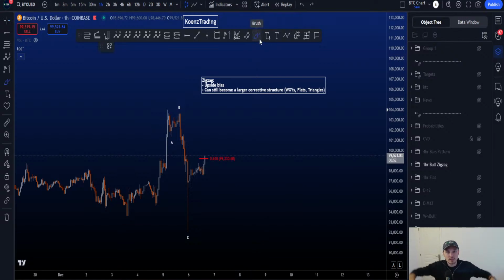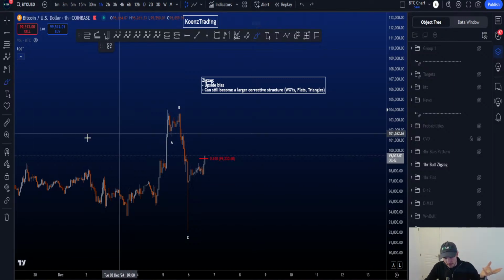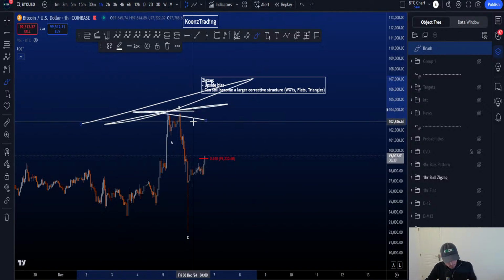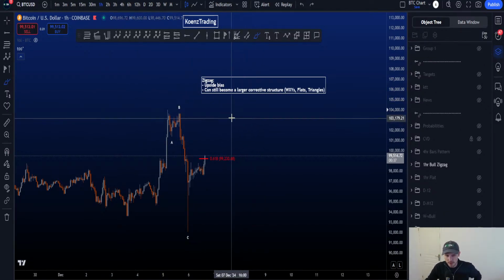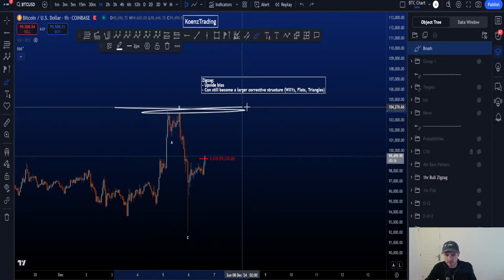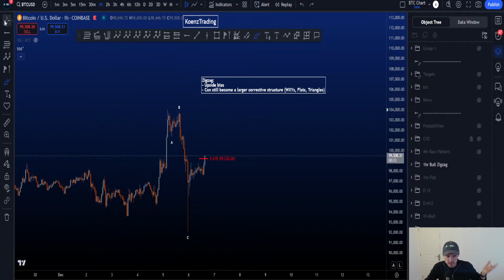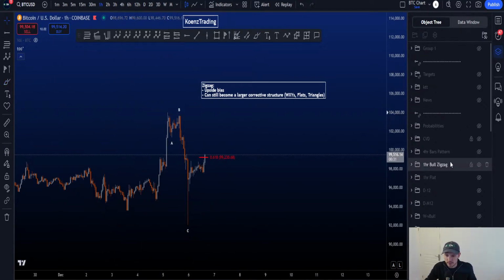because the probabilities on the daily are higher. We are still looking for a bigger range to form, with the conclusion being taking out this high. And that's the same on the 1 hour. On the 1 hour, probabilities are also higher to eventually take out this high. So that's the probabilities from an Elliott wave point of view.